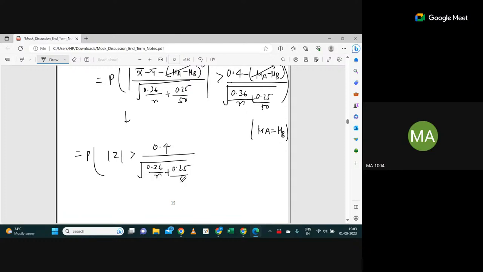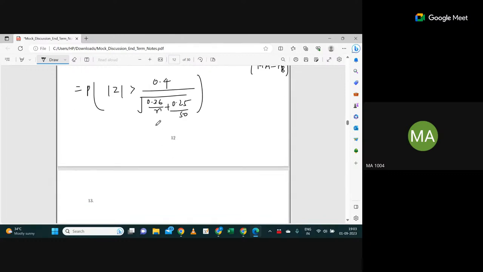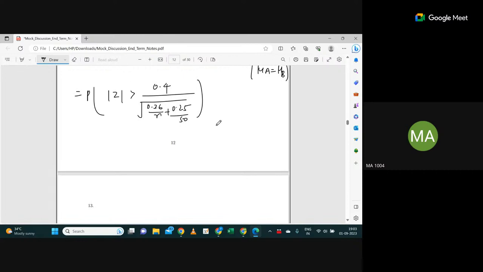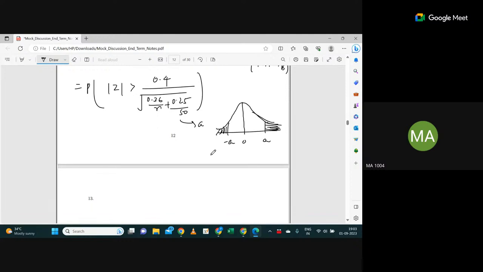Let's treat this quantity as a. Since g is a standard normal, centered at zero, probability of g less than or equal to minus a will equal probability of g greater than a, due to symmetry.